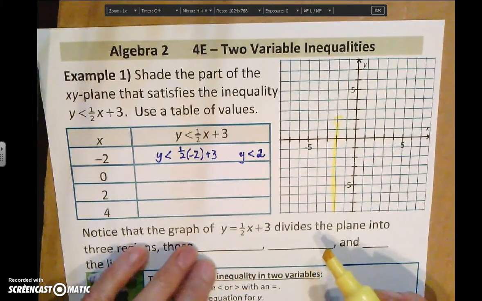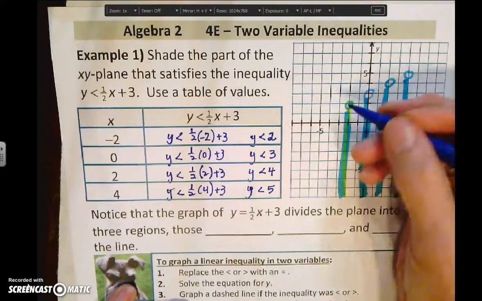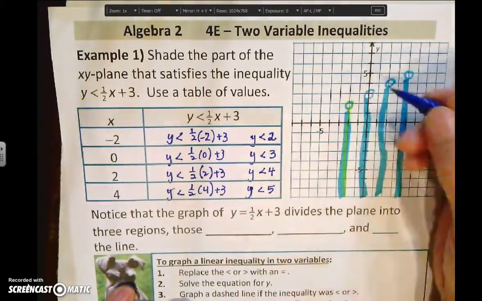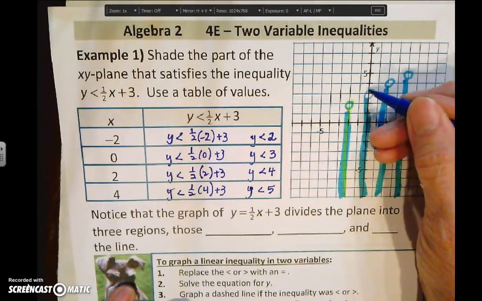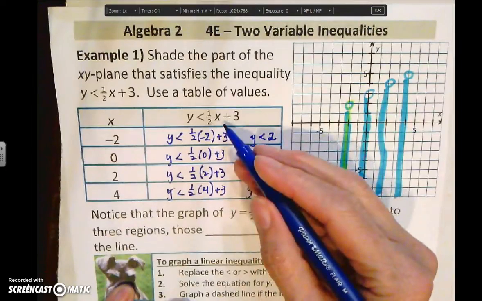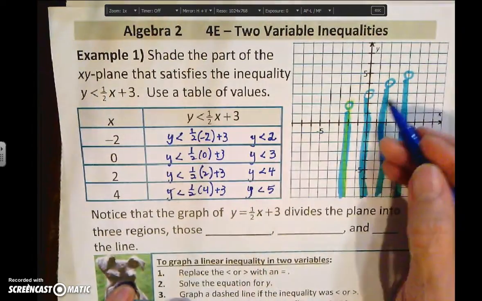Then I'm going to repeat this for 0, 2, and 4. So you see what I've done when x is 0, y ends up being less than 3. So that means that any number less than 3 will make this true. Same thing, I did it repeatedly.